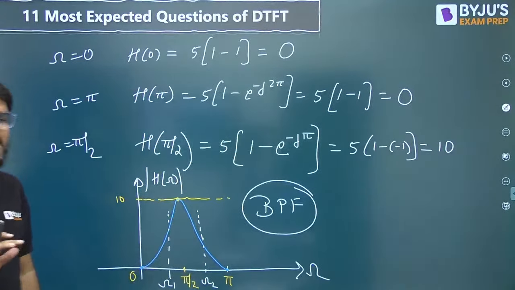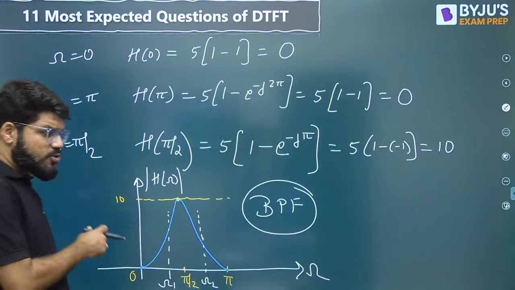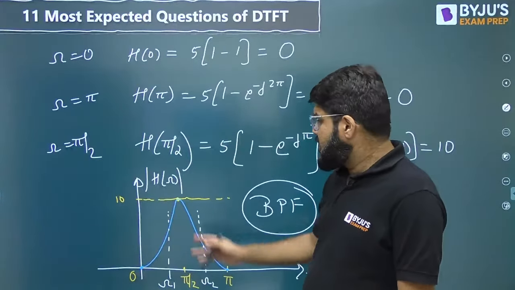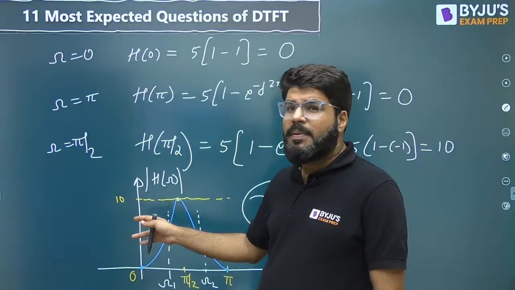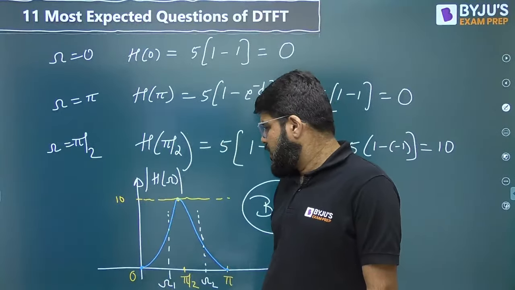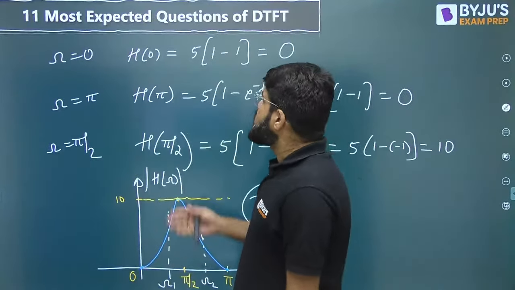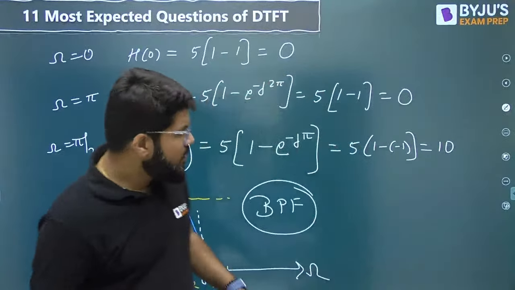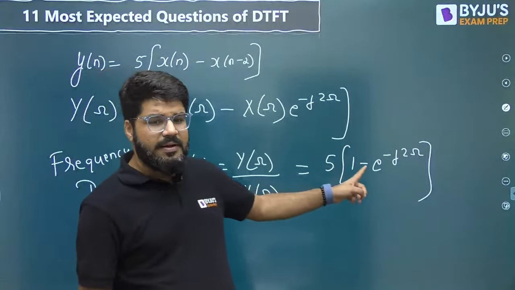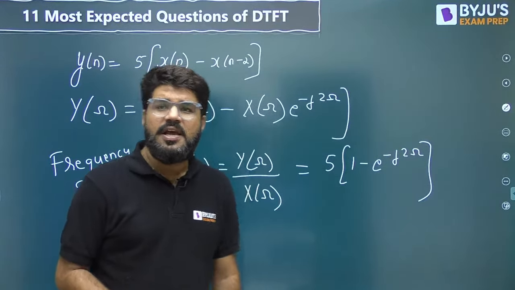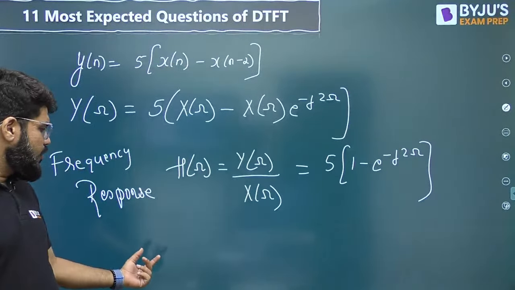By the 3 dB concept, we can also calculate omega 1 and omega 2. The 3 dB concept is where the magnitude is 1 by root 2 times the maximum magnitude. What is the maximum magnitude? 10. So 1 by root 2 of 10 is 5 root 2. You can equate this given function to 5 root 2, and solving that you will get omega 1 and omega 2.